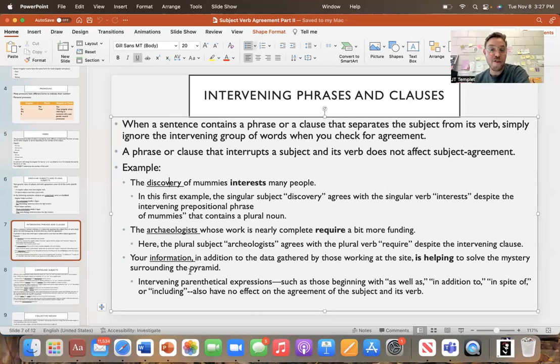Let's look at this one. Your information, in addition to the data gathered by those working at the site, is helping to solve the mystery surrounding the pyramid. We've got these two commas set off here. That's showing us, as we talked about a couple of weeks ago, those appositives, and the commas function, or some people call them parenthetical elements. They function as parentheses, meaning they're unessential, right? What's important is that the information is helping. Information is singular, so its helping is also going to be. It's not our helping.